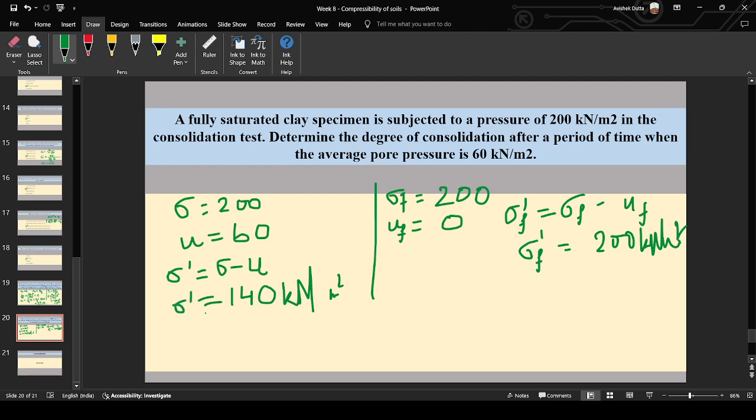So what is the degree of consolidation? Degree of consolidation is the percentage of consolidation that has occurred now with respect to the percentage of consolidation at the ultimate, final stage. So we can also write degree of consolidation in terms of the effective stress, that is at any point of time the degree of consolidation equals the effective stress at that point of time divided by the effective stress at the ultimate final stage when the consolidation is over, into 100, in percentage.